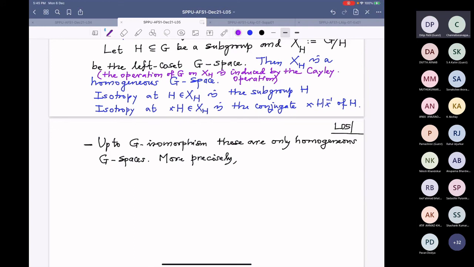And I wanted to write a more precise statement. So what should be that more precise statement? If I start with any homogeneous G space, it will be isomorphic to XH for some H. And what will be that H? That will be one of the isotropies. Because if you know one isotropy, then you know all are conjugates. So therefore, sometimes we say that if you have a transitive operation, then the isotropy of this operation is the full conjugacy class of the subgroup H.